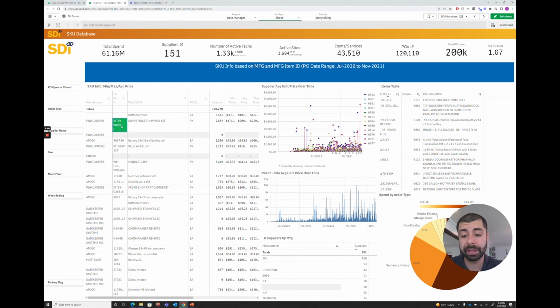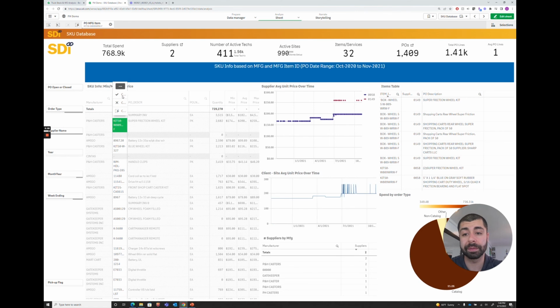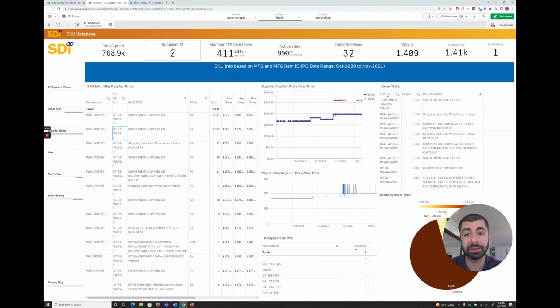So if we take a look at this item as an example, we can see that this is a popular item. We've purchased $768,000 worth of it from 2 suppliers. 411 technicians have purchased it. What's interesting here is that you can see the price slowly kind of goes up, goes back down, goes back up again. And that's common, right?